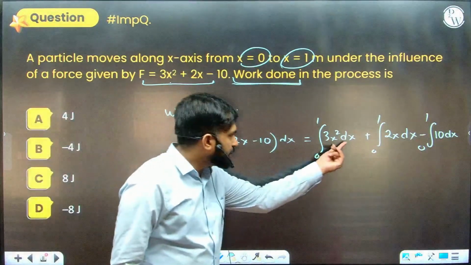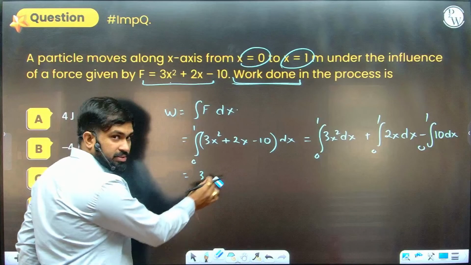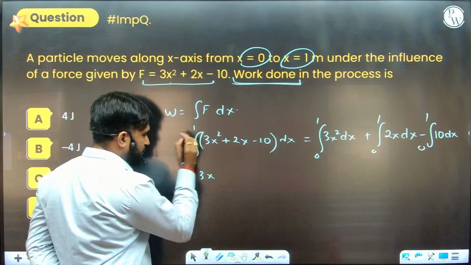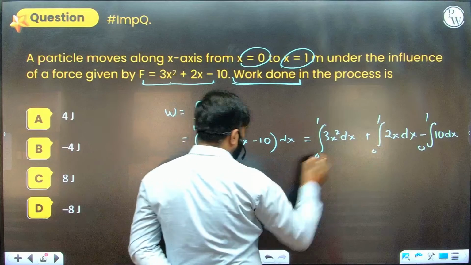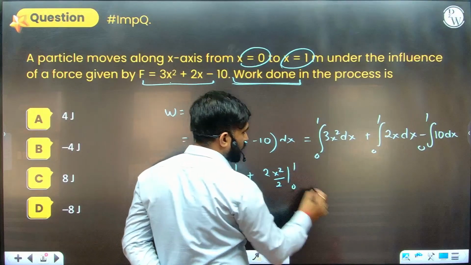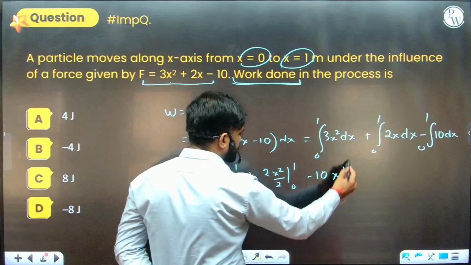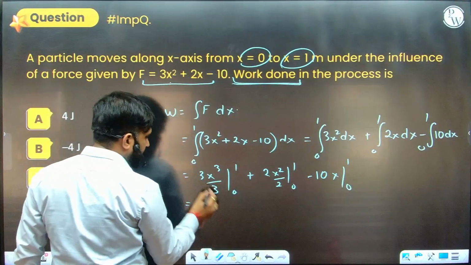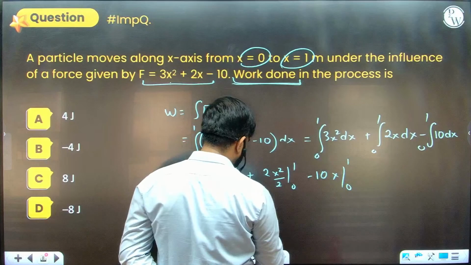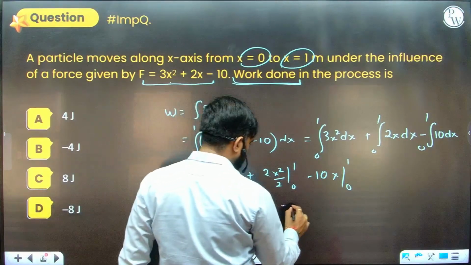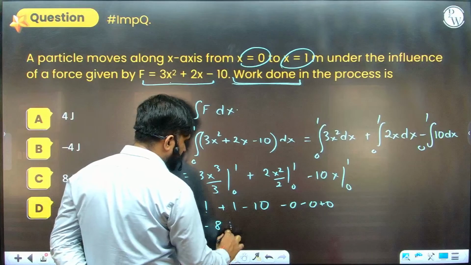Do the first part, 3x², integration will be 3 times x³ by 3. Pardon this multiplication sign because it looks like x only, so I'll remove it. So x² becomes x³ by 3, 0 to 1. 2x becomes 2 times x² by 2, again 0 to 1, and minus 10 dx becomes 10x, again 0 to 1. So first put the upper limit, and 3 gets cancelled, so it is just 1. 2 gets cancelled, again it's just 1, and again minus 10. If I put the 0, 0, 0, then it is simply 0, 0, 0. So this final answer will be 2 and minus 10, that is minus 8 joules.